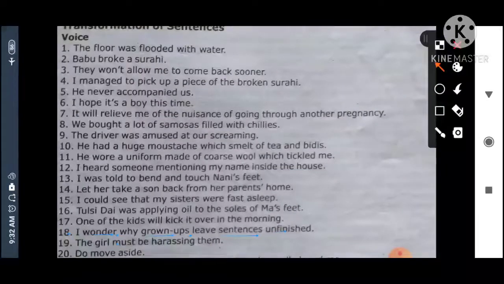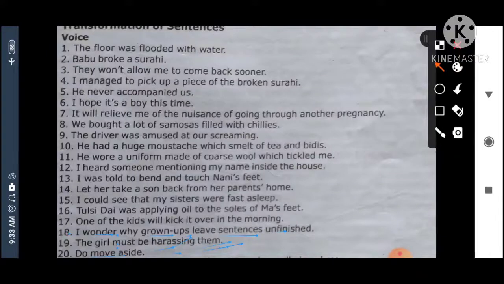19th. The girl must be harassing them. So must be harassing them. This one is active sentence. Passive में जाना है. Harassing is a verb and them is an object. So them converts into they, must be being harassed by the girl. Must remain, must be remain, but harassing में से ing remove होगा, वो होगा being, B-E-I-N-G. Harassing का harassed होगा, ed लगेगा, H-A-R-A-S-S-E-D by the girl.